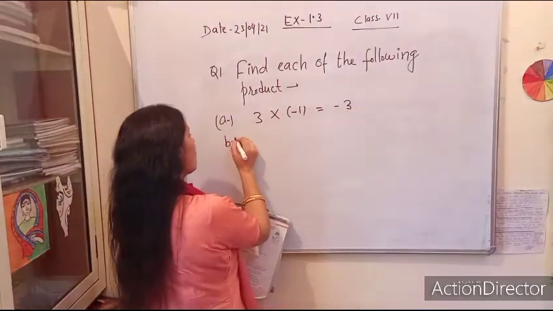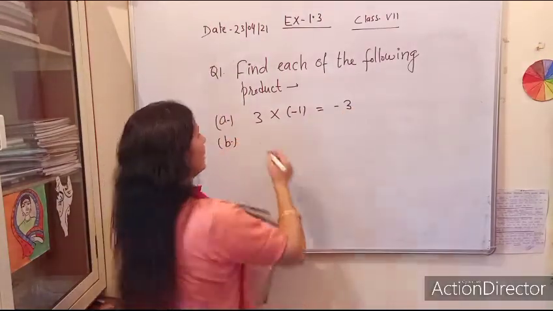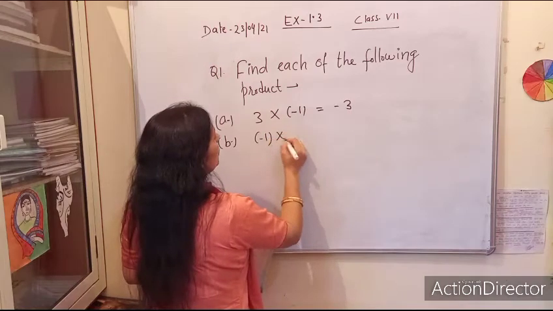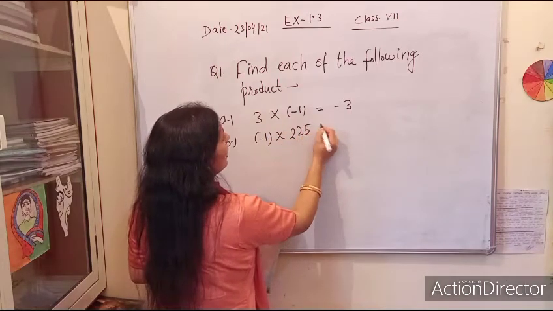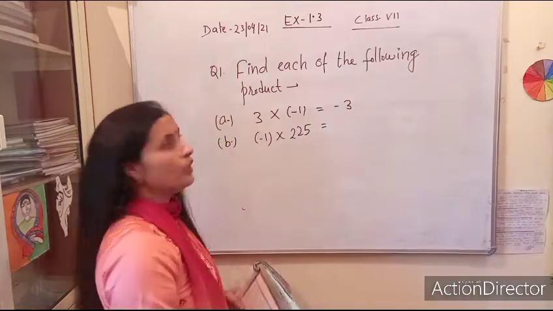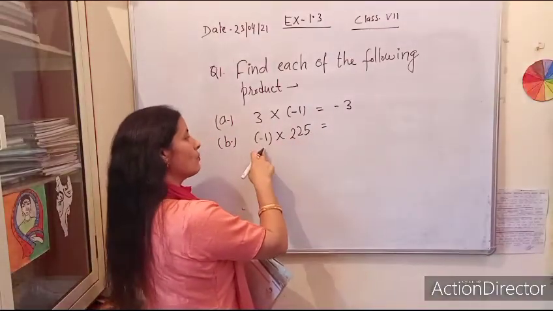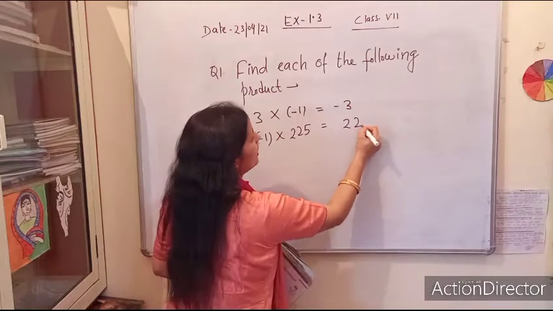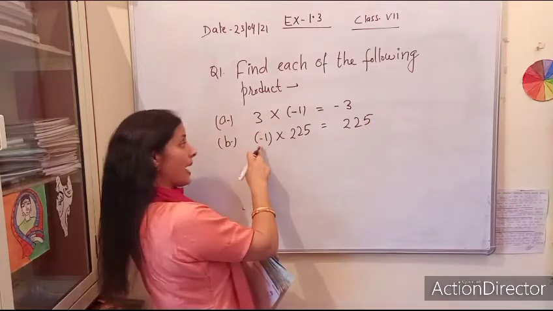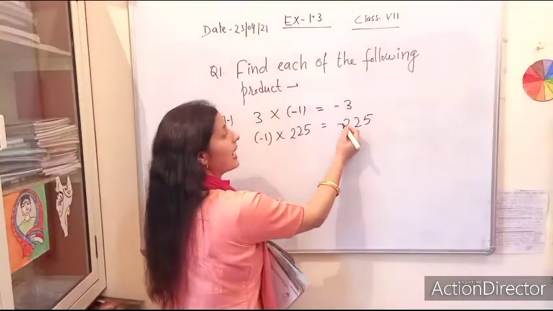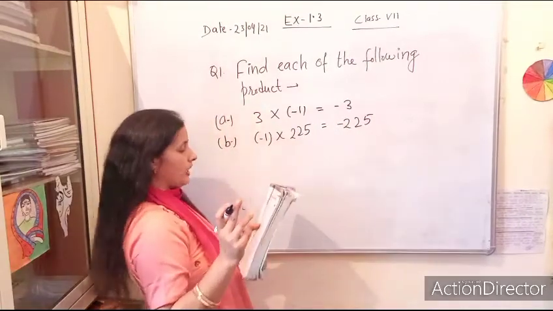Very easy. Now come to B. B is minus 1 into 225. If you read the table of 225 ones, it will be 225. Now just see the minus sign here, so we will place the minus sign before 225.